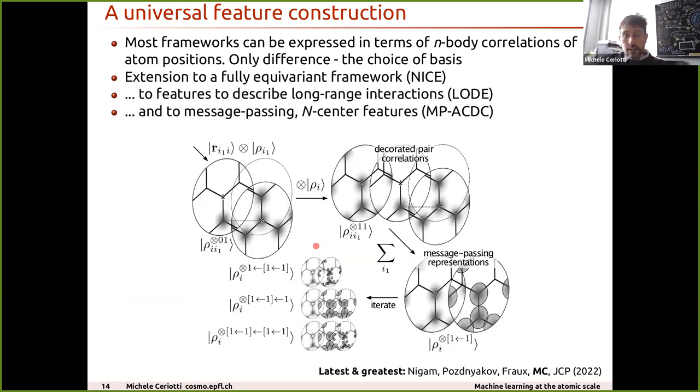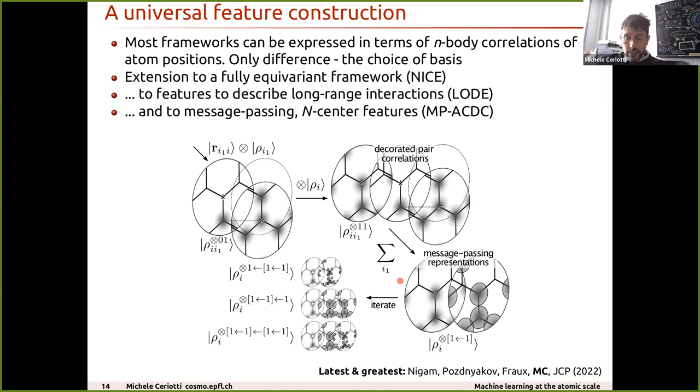And something very recent, which appeared just a couple of weeks ago: we have also shown that many more sophisticated machine learning schemes, such as message-passing equivariant frameworks, can be understood in appropriate limits as generalizations of these constructions that can be used to build local descriptors of atomic structures.